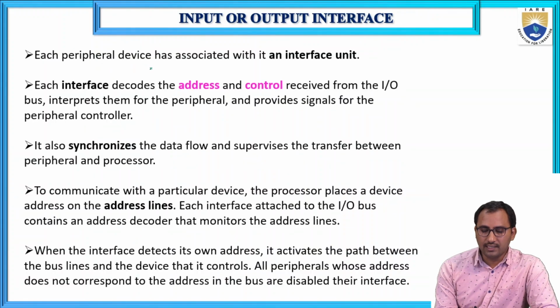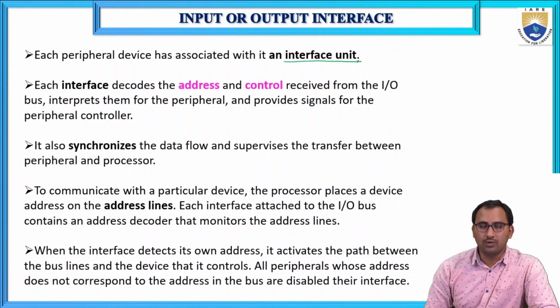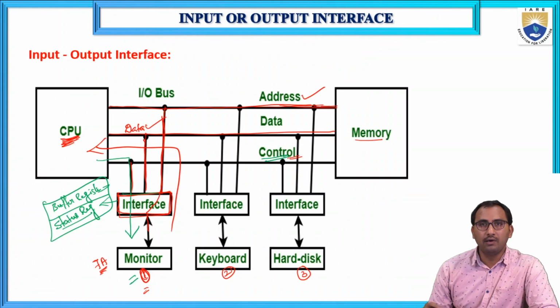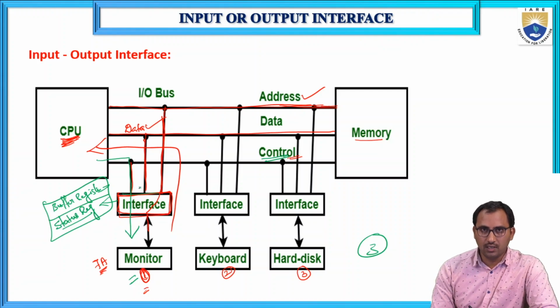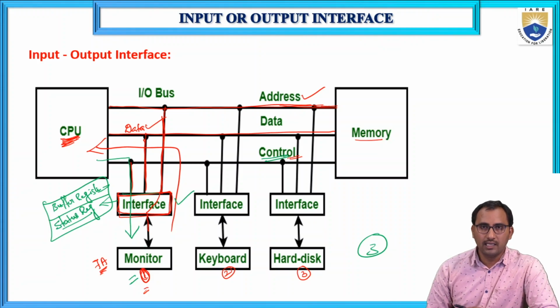Each peripheral device has an interface circuit associated with it. We are connecting several IO devices. Suppose you connect three IO devices, then we require three input output interface circuits. One interface circuit is associated with each IO device. So if you are connecting n devices, then we require n interfacing circuits.